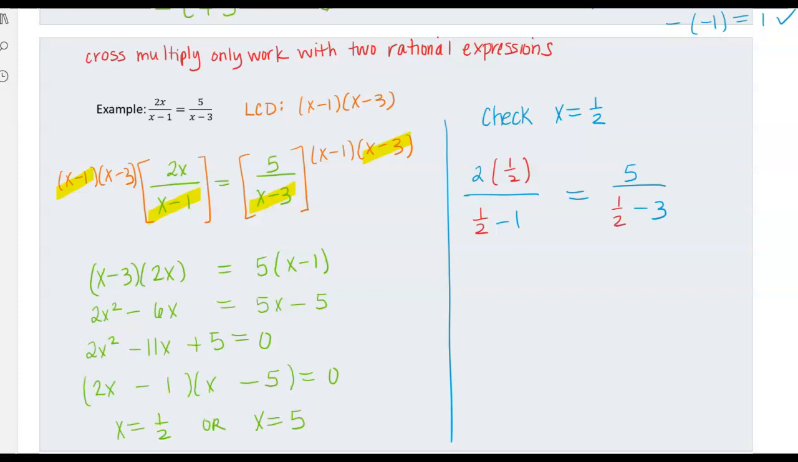Okay, so I've plugged in 1/2 everywhere that I have x. 2 times 1/2 is 1. 1/2 minus 1 is going to be a negative 1/2. 5 over 1/2 minus 3 is negative 2.5. If I divide this out, this should be negative 2. And this is also negative 2, so that answer works.